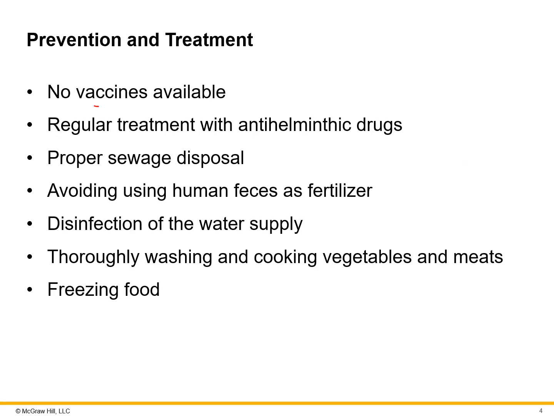Prevention and treatment: no vaccines for any of the helminths. So there are anti-helminth drugs. Again, they're specifically targeted, so not antibiotics, not antivirals. These are specifically targeted to the helminths, but as well as preventative measures such as proper sewage, avoiding feces, including fertilizers, disinfection of water, washing and cooking vegetables and meats, and then freezing food. So again, not typically a huge problem in the US, but definitely in developing countries.